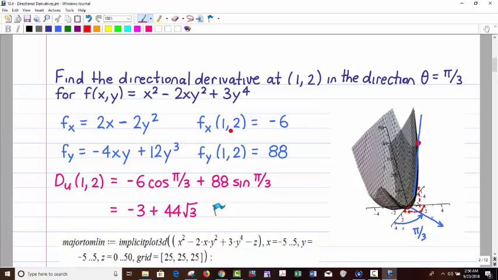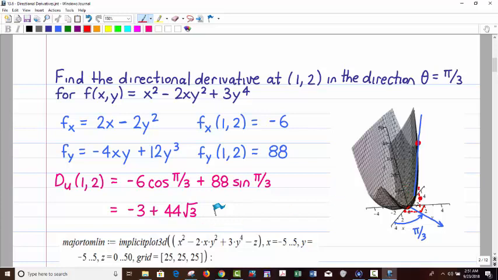And then put (1, 2) into this first one, so f sub x at (1, 2) will be negative 6. And f sub y at (1, 2) will be 88. And then you would take negative 6 times cosine of pi over 3 plus 88 times sine of pi over 3. The exact answer is negative 3 plus 44 square root of 3.